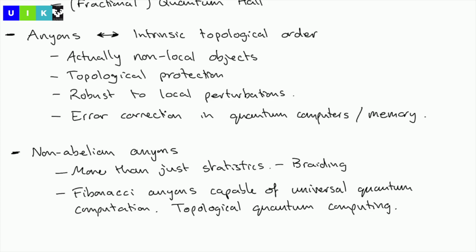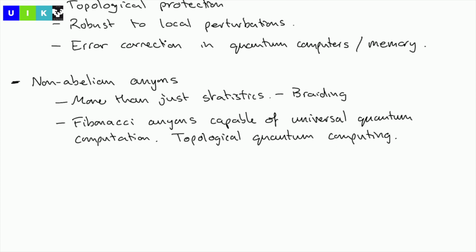And then, as I've already said, we care because these anions are not just about particles, they're really another way of talking about the intrinsic topological order of quantum states. And we'll come to this idea that non-abelian anions could actually be useful for doing braiding or computations.